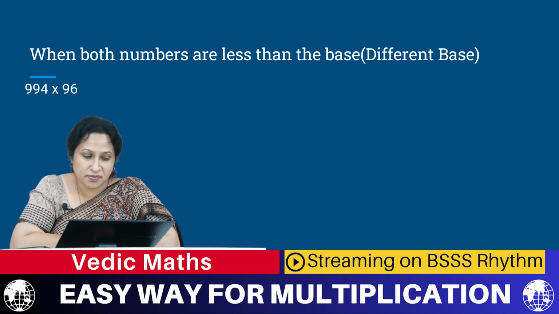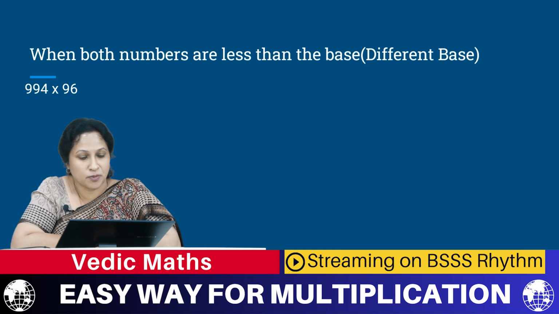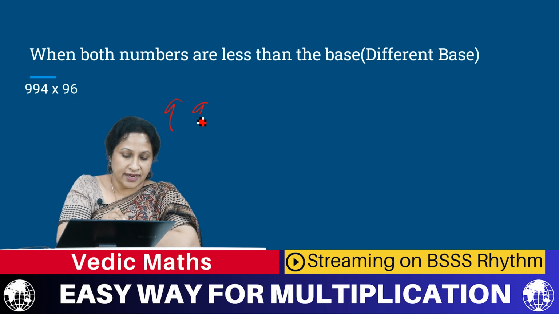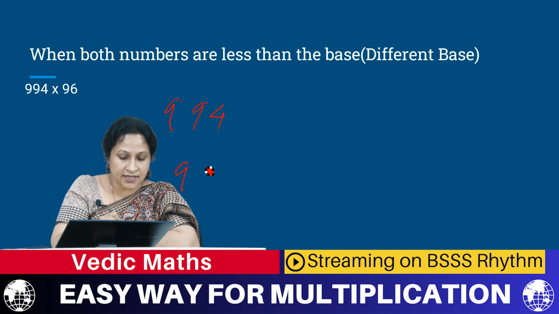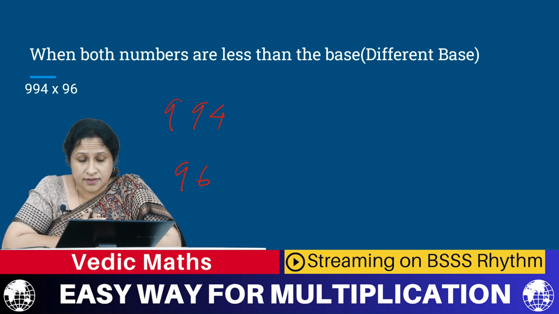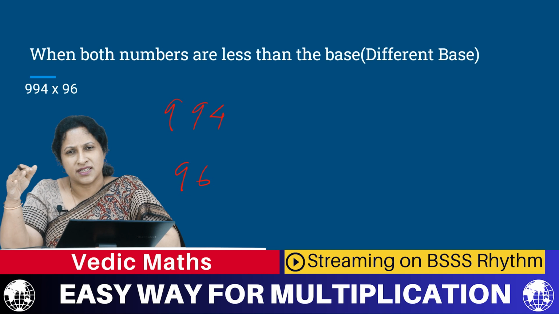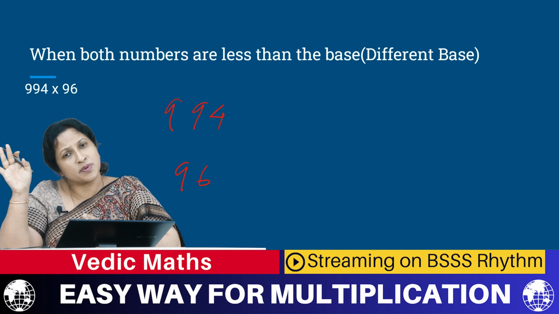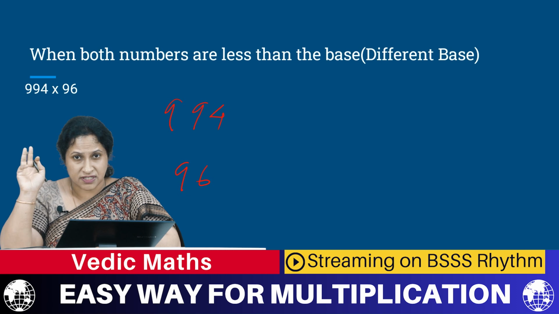We will move on to different bases, and the first one for you is when both numbers are less than the base. But of course, you can see here it is 994 into 96. So, we will just take it over here, 994 and 96. Now, come on, tell me, what about the base? By all logic, most of the things are by logic and by common sense. So, 994 we cannot take the base as 100. It has to be 1000 because it is closer to 1000, which is a pure base.